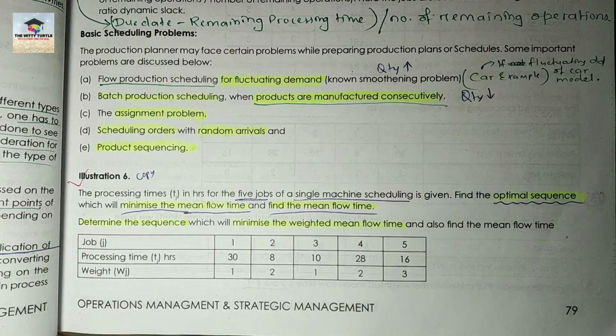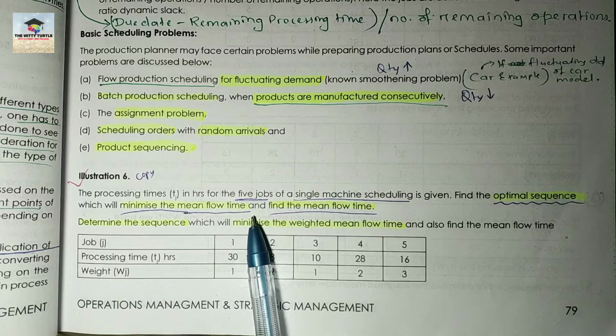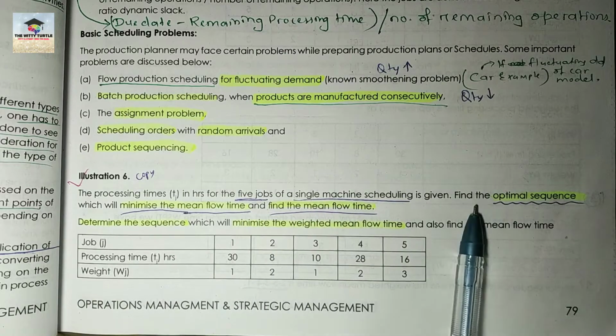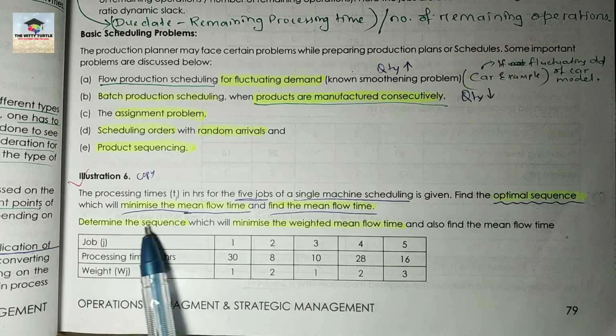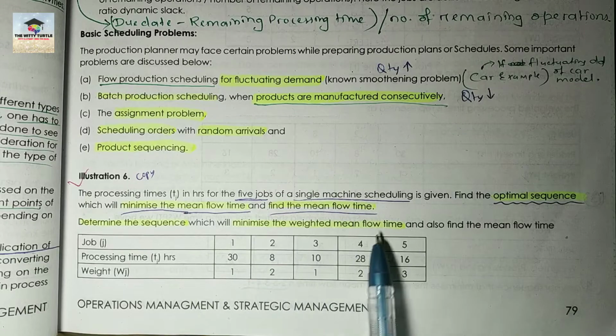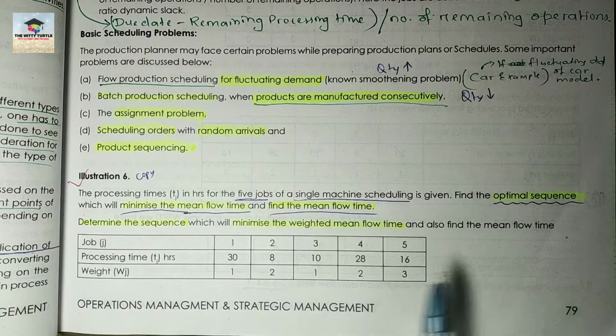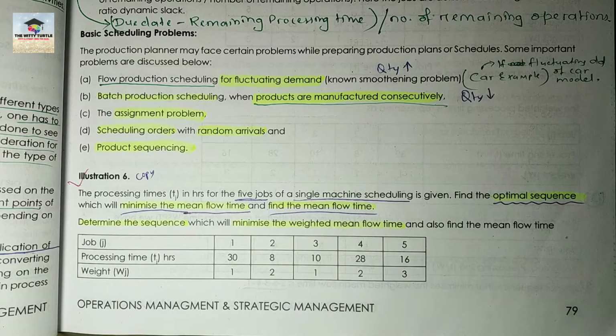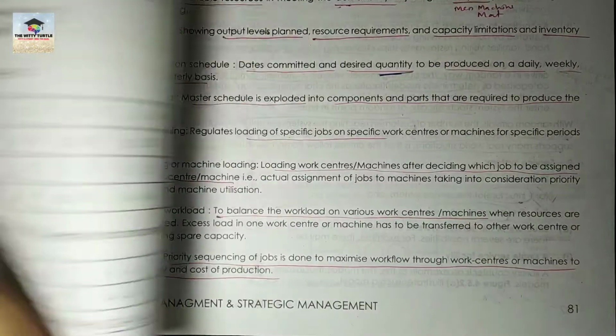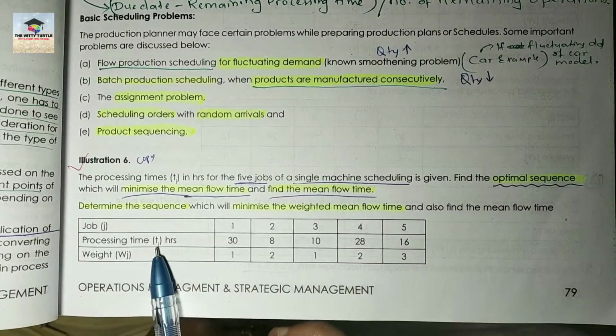So you have to find an optimal sequence of these jobs, like in what order these jobs are to be accomplished, so that your mean flow time will reduce. And you'll also have to find the mean flow time. So in the first question, you have to find 2 things, right? In the second question, it is saying determine the sequence which will minimize the weighted mean flow time. So again, you have to calculate the weighted mean flow time and also the sequence which will minimize the weighted mean flow time.